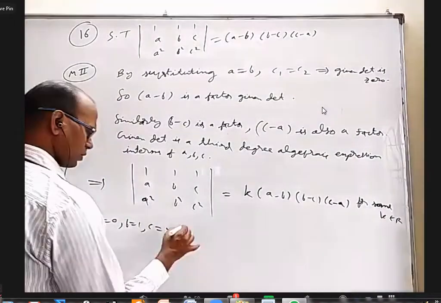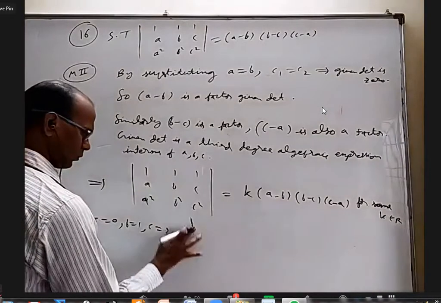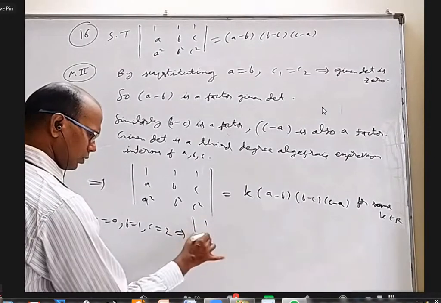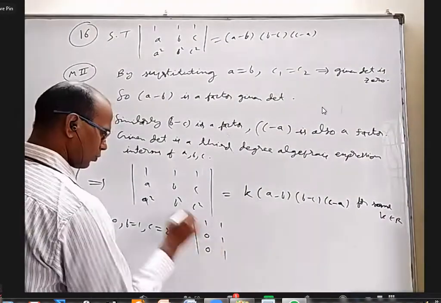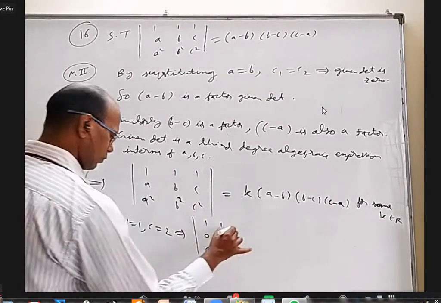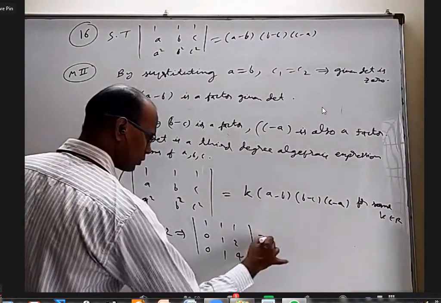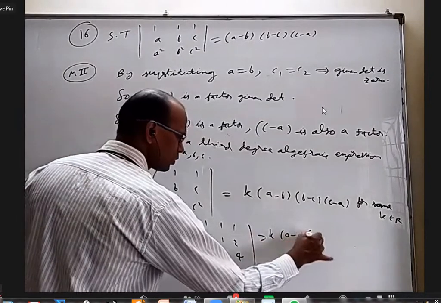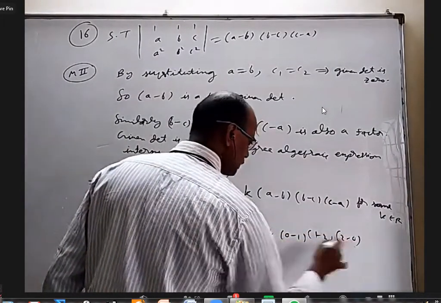Maybe we'll write what is there. Rows 1, 1, 1; 0, 1, 2; 0, 1, 4 is equal to K into (0 minus 1) into (1 minus 2) into (2 minus 0).